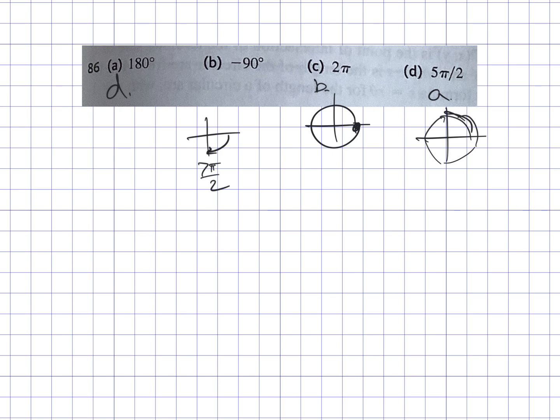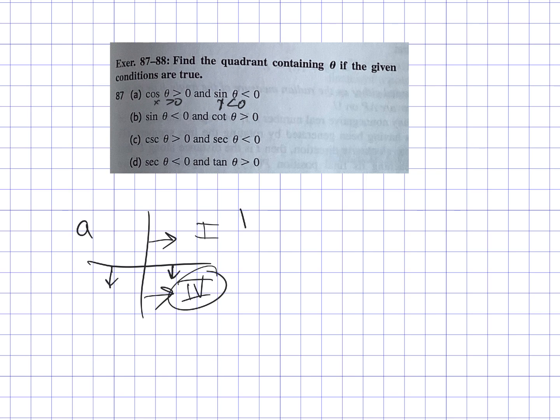All right, so let's go on. 87. Now, find the quadrant containing theta. A is cosine. Cosine is your x value. Where is the x value greater than 0? Let's just do this down here. X is greater than 0 in the first and fourth quadrant. And then it has sine, which is y. Y is less than 0, so y is negative. So where is y negative and x positive? The fourth quadrant.